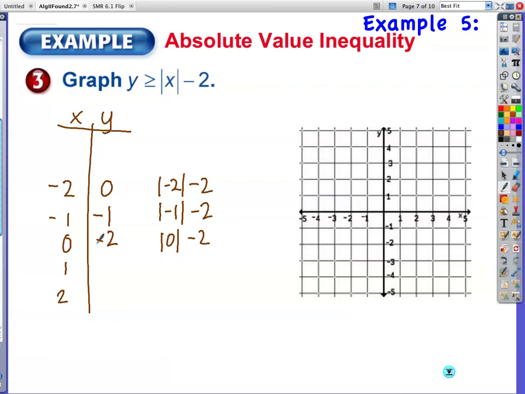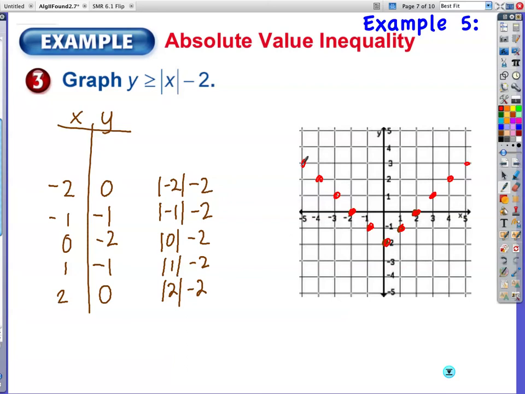Somewhere it's going to start becoming symmetric. 1, absolute value of 1 is 1. 1 minus 2, that's negative 1. I think I'm coming full circle. Then I put in 2, absolute value of 2 is 2. 2 minus 2 is 0. Believe it or not, I have negative 2, 0; negative 1, negative 1; 0, negative 2; 1, negative 1; and 2, 0. That is enough to show me that I have a graph that has made a V. And then using pattern and symmetry, I can say, hey, this probably goes like this.